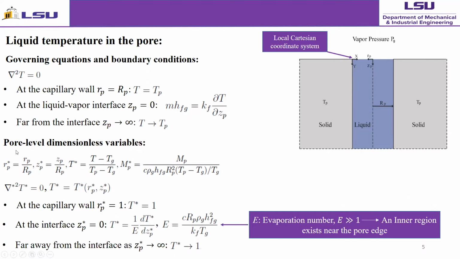We define a set of pore level dimensionless variables to solve the Laplace equation. Parameter E appears in the boundary condition on the interface. We call it the evaporation number. In heat pipes, E is typically large. In the large E limit, the boundary condition on the interface leads to zero temperature at the interface. However, the interfacial temperature must jump to 1 at the pore edge. As a result, an inner region exists near the pore edge in which the interfacial temperature varies smoothly from 1 to 0.